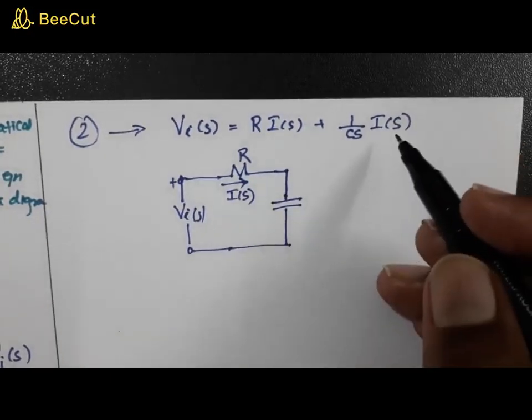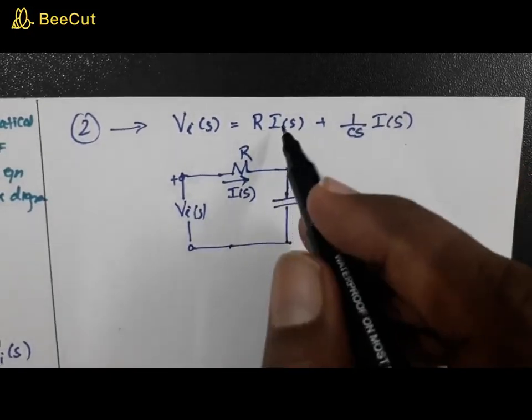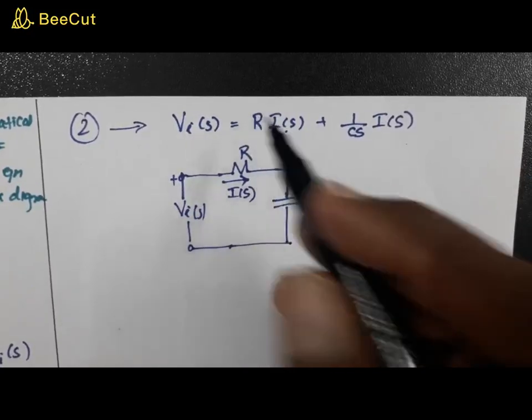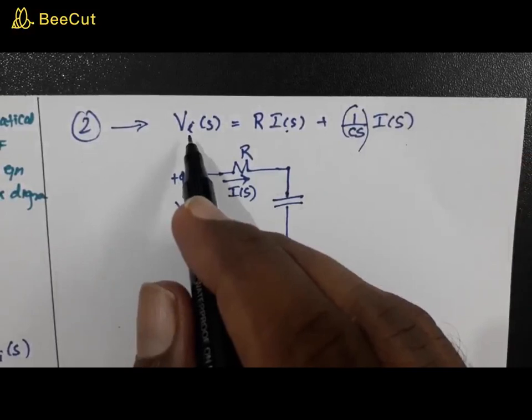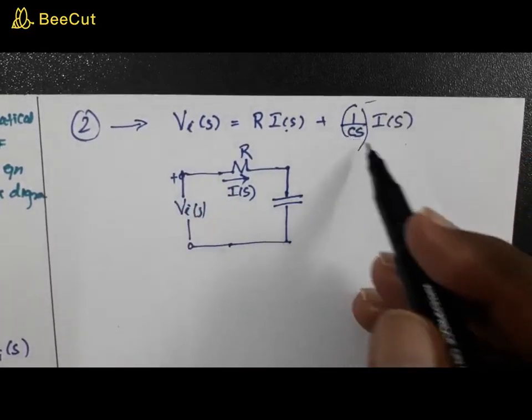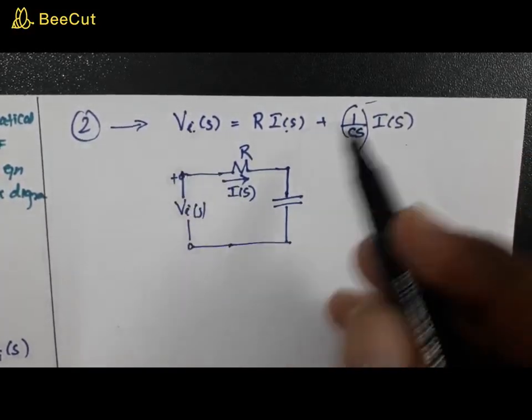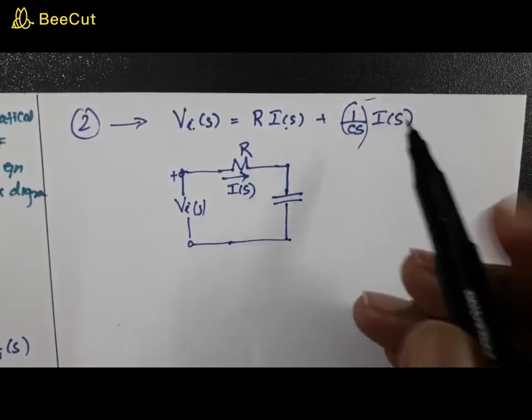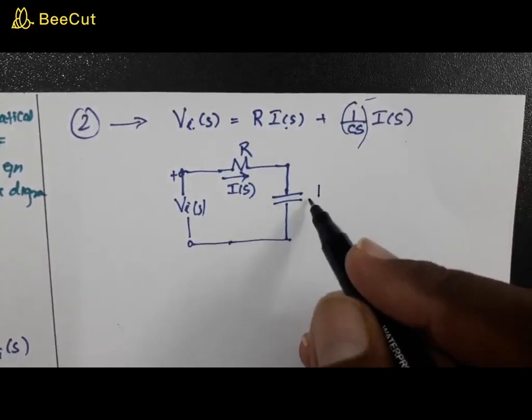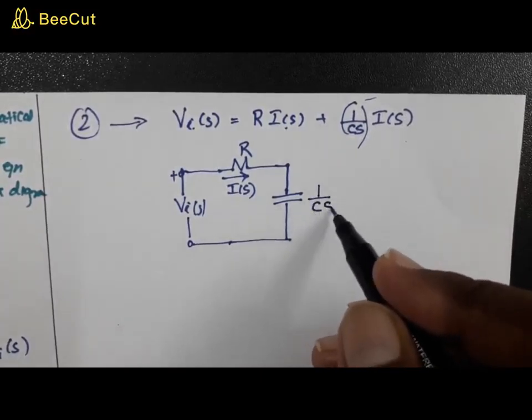So I of s into R, this is resistance. This 1 by Cs has to represent what? Then only it will be giving you voltage. So if this section has to give a voltage, this 1 by Cs has to be what? It has to be a resistance, or we call it a reactance. Okay, so this is 1 by Cs.